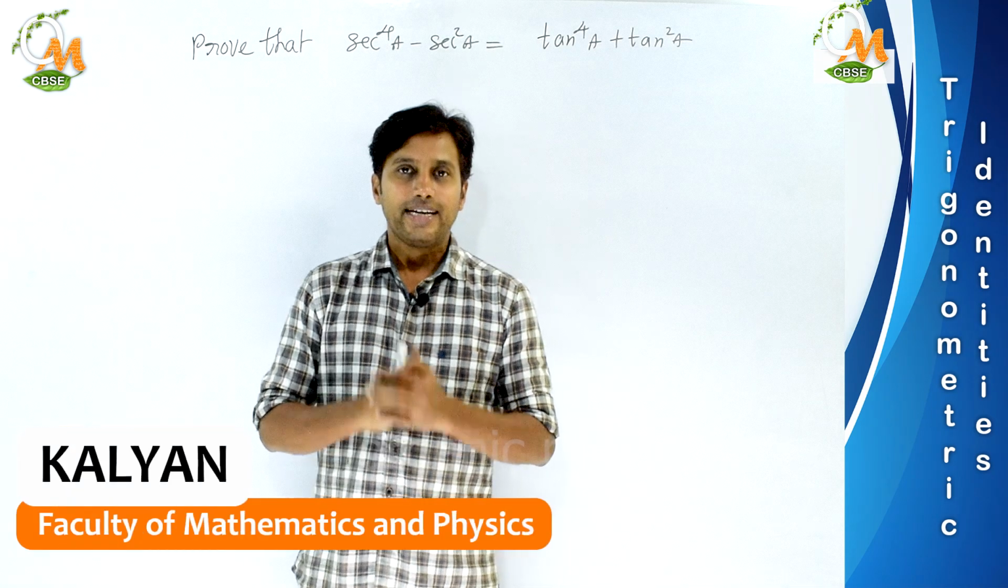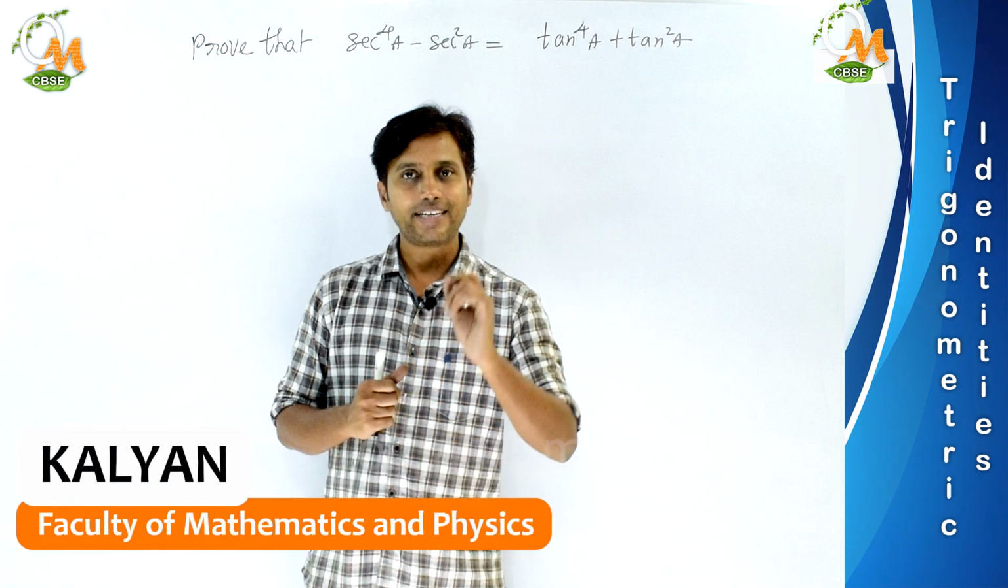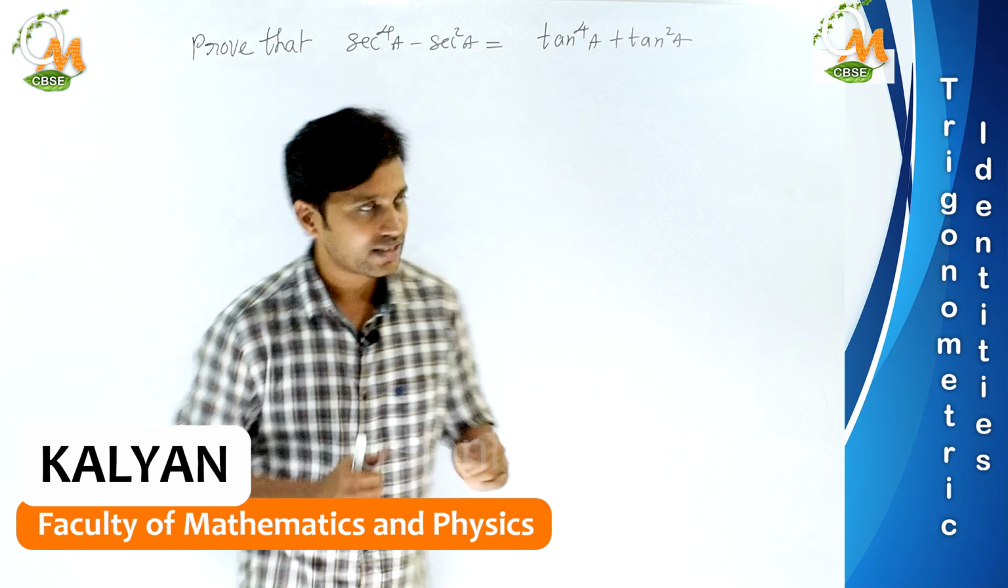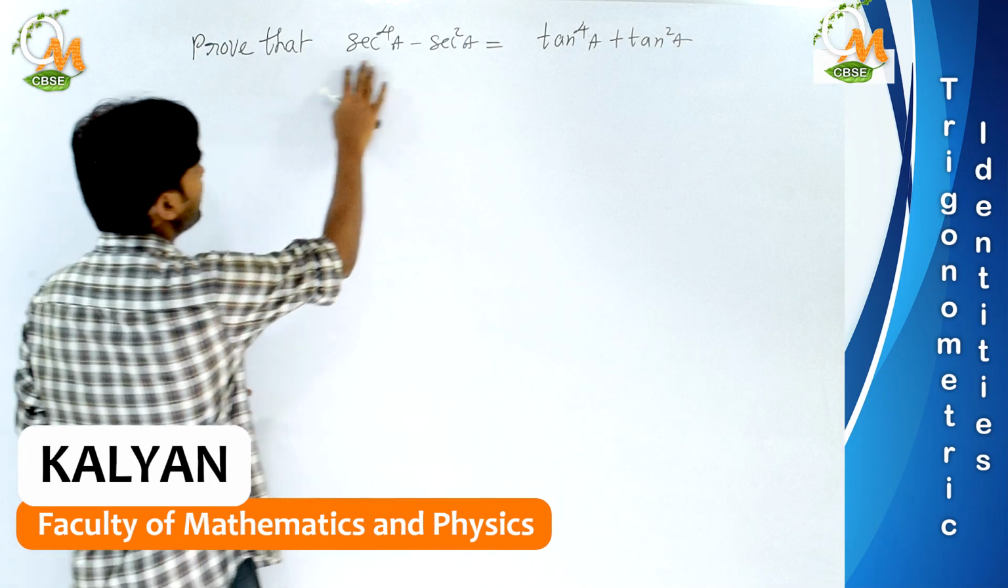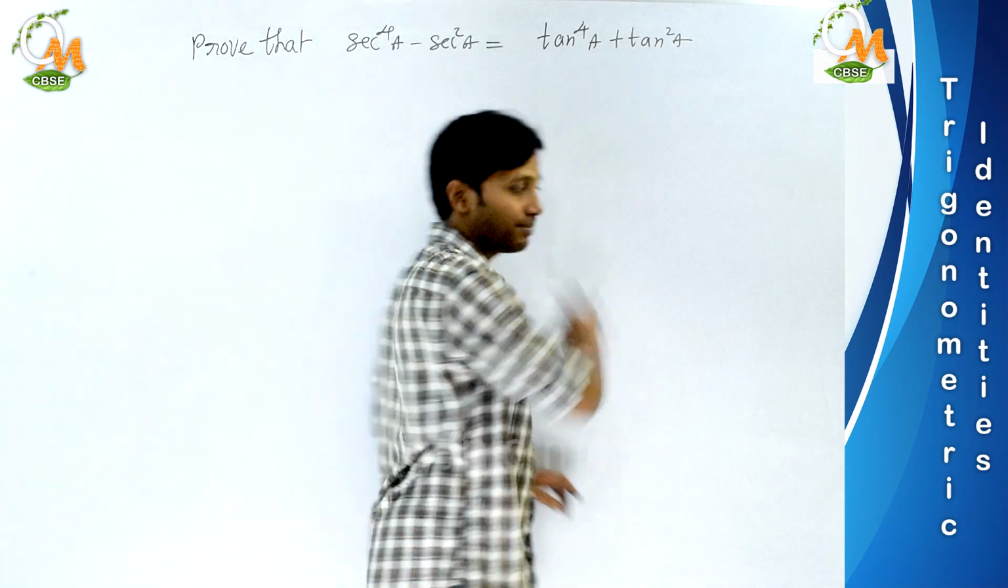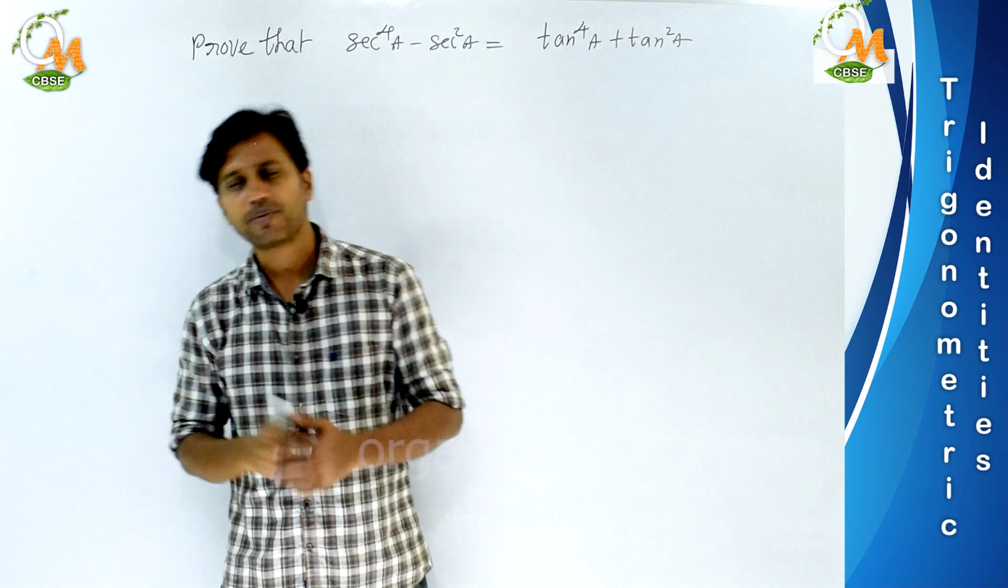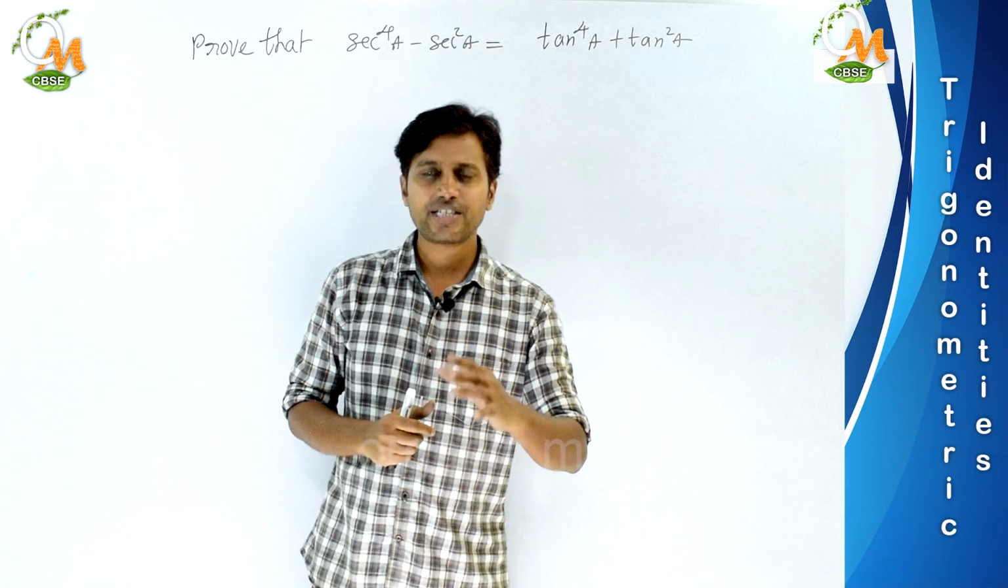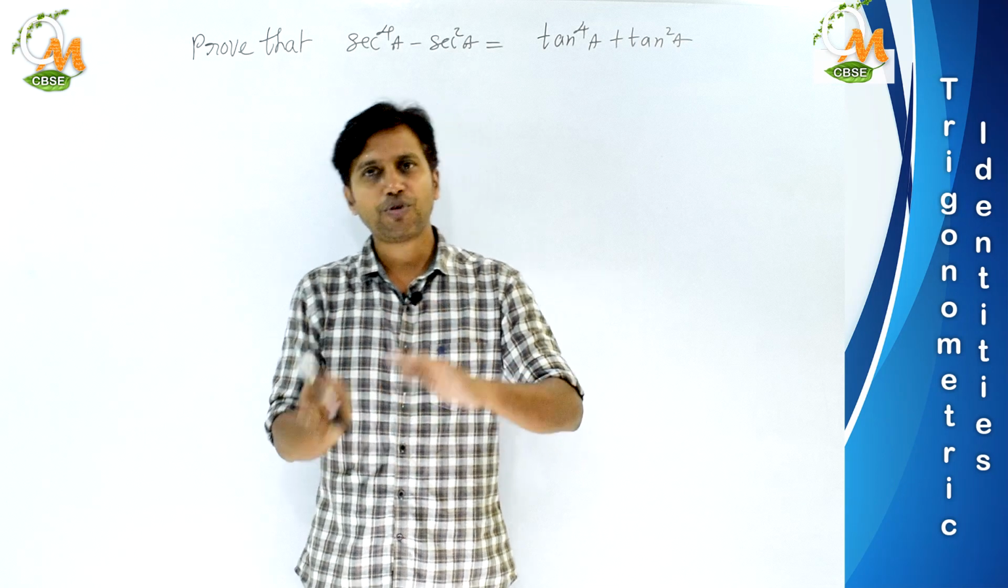So students, let us solve one more problem on trigonometric identities. See this. Here we need to show that secant power 4a minus secant square a equals tan power 4a plus tan square a. These are very simple problems. Actually, we need to adjust them from one form to another form.